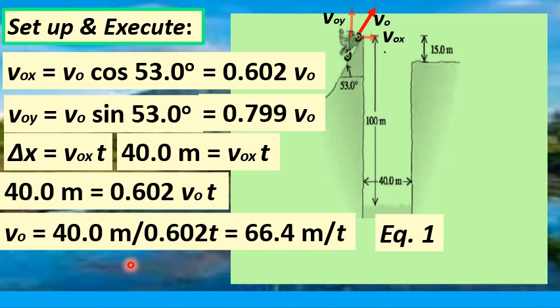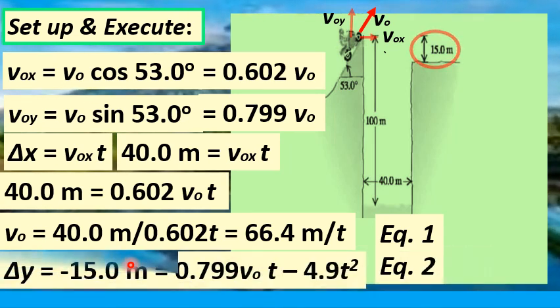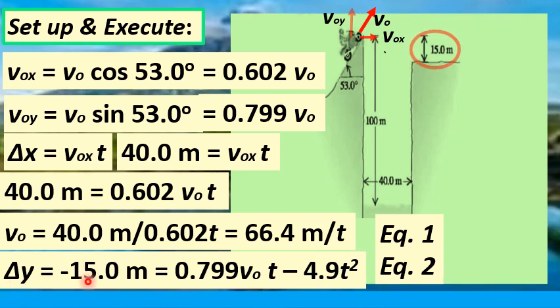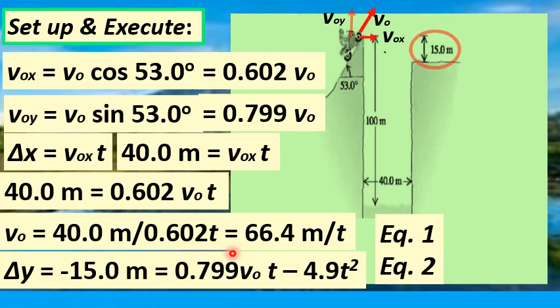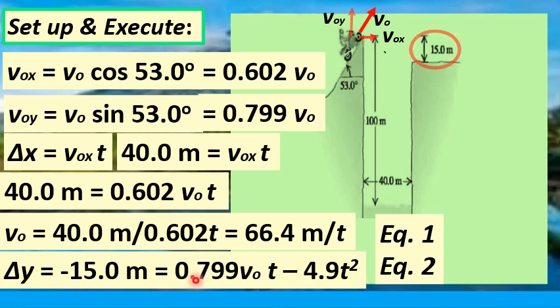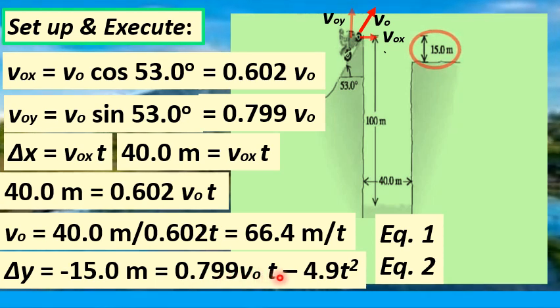The second equation is based on the fact that the delta y, or the displacement of the cyclist after a time t, is just equal to the product of the v0y, which is already expressed as 0.799 v0, multiplied by the time t, plus 1/2 gt squared.